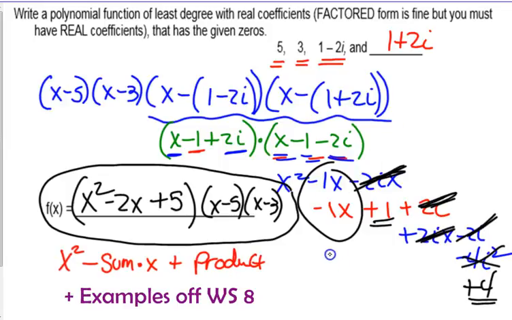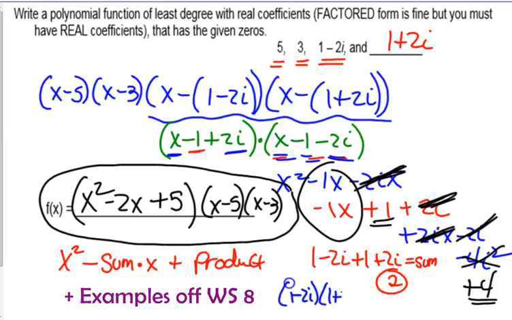So the two zeros are 1 minus 2i plus 1 plus 2i. When I add those together, the sum is 2 because the i's cancel out. If I do the product, 1 minus 2i times 1 plus 2i, 1 times 1 is 1. I get a positive 2i, a negative 2i, those cancel out, and I get a minus 4i squared. 1 minus 4i squared becomes 5. So then the sum was 2, the product was 5. You literally just did the exact same thing.